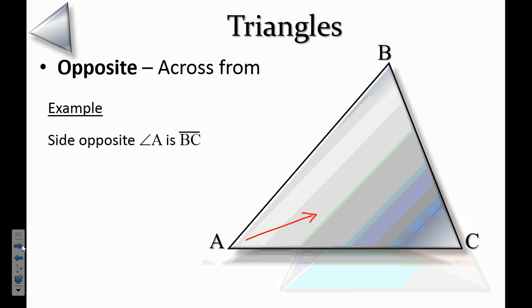Likewise, if I asked you for the angle opposite side AB, here's side AB, which angle is across from side AB? That would be angle C. Which angle is opposite side AB? Angle C. The reason that's important is we're going to define some sides of an isosceles triangle based on this terminology.